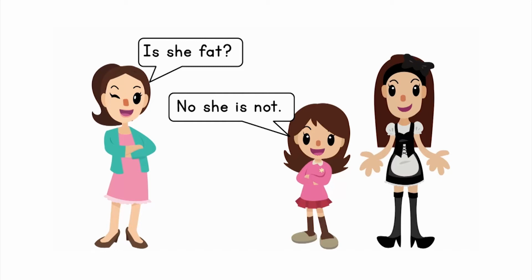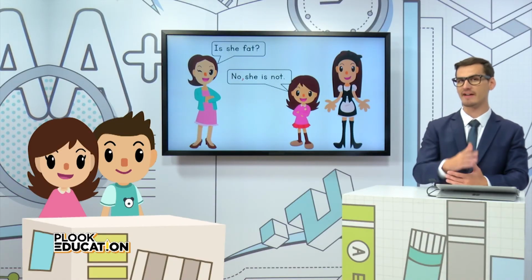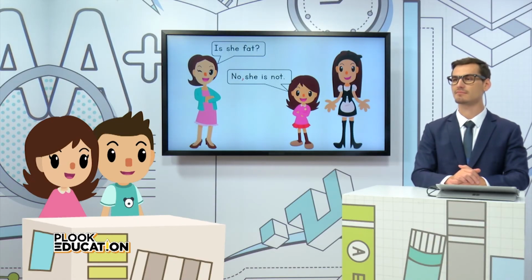Remember, it's important for us to have the correct punctuation. We're going to put a comma right after no. Just like that. No, she is not. Good job. Try again. Is she fat?